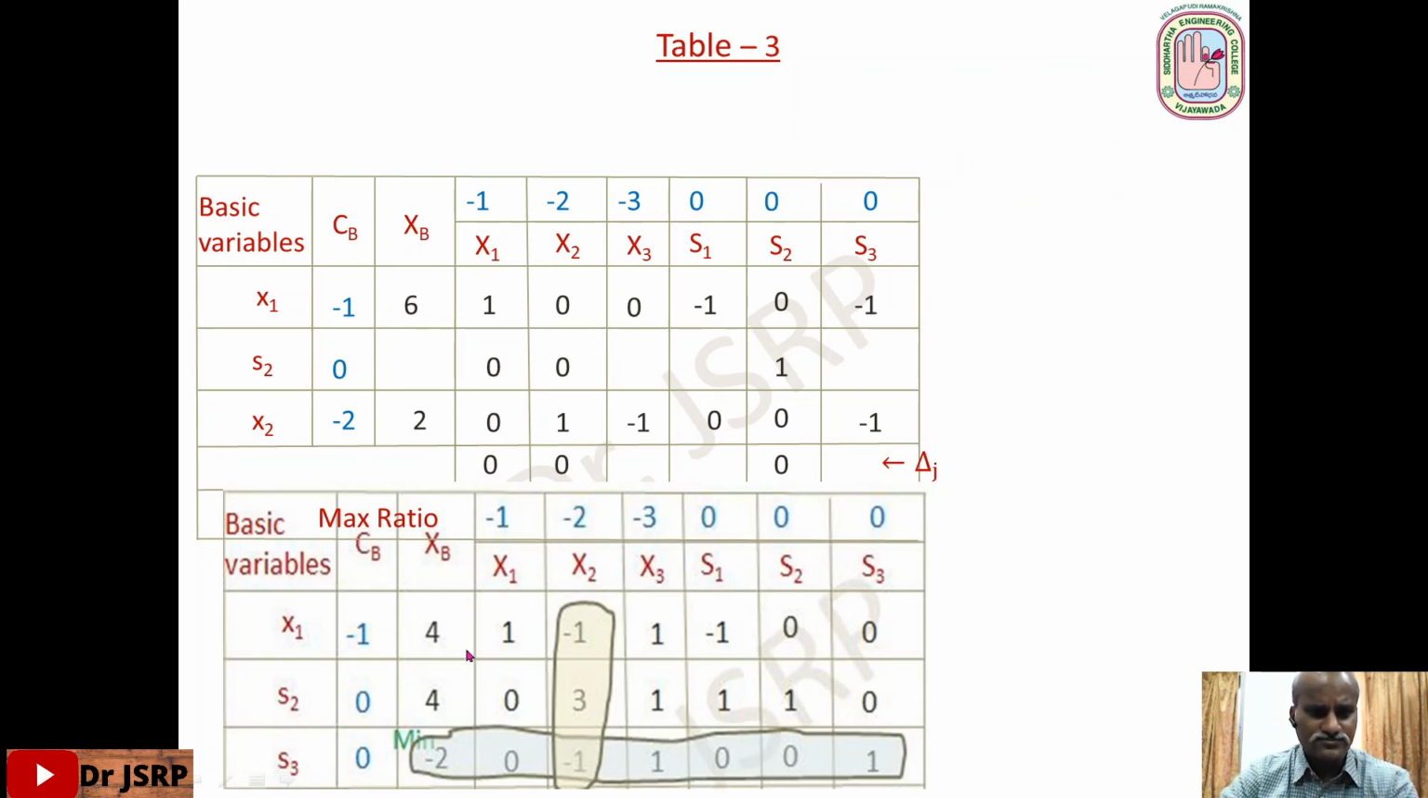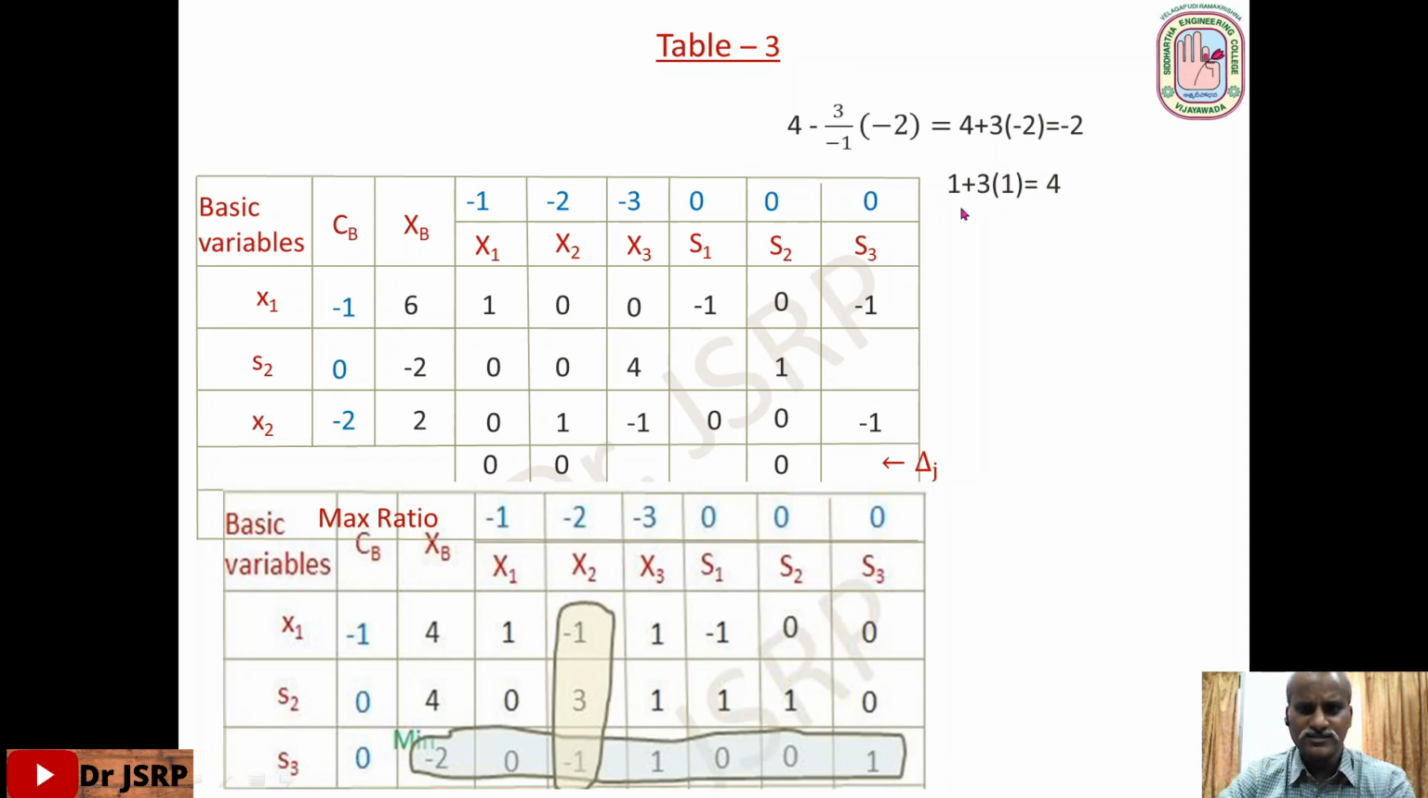To calculate the second row, present value 4 minus pivot column element 3 by pivot element minus 1 into pivot row element minus 2. Simplify this, 4 plus 3 into minus 2, 4 minus 6, minus 2. For this row calculation, plus 3 is fixed. Just replace this value and this value. To calculate this, consider 1, 1. Just replace 1 here, 1 here. 1 plus 3 into 1, 1 plus 3, 4.